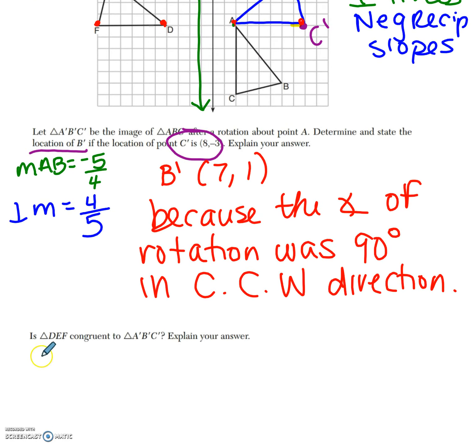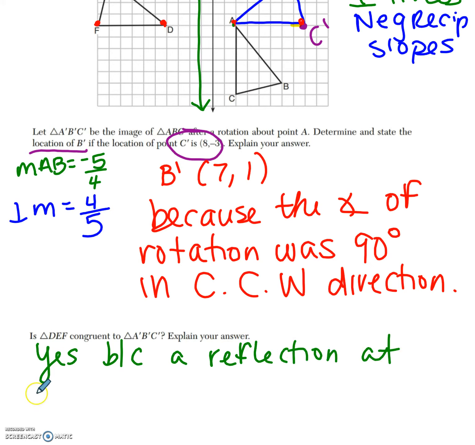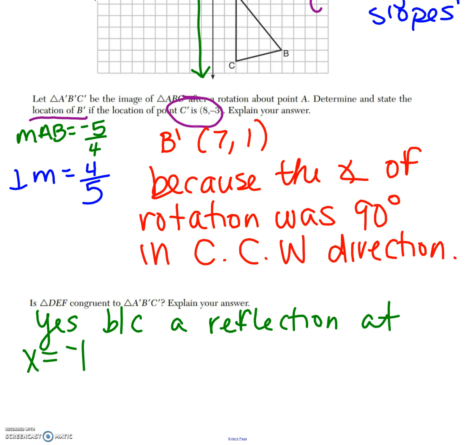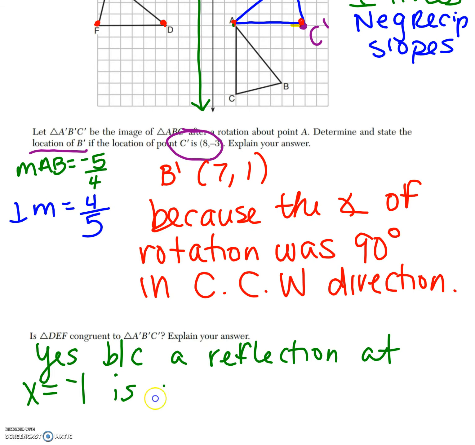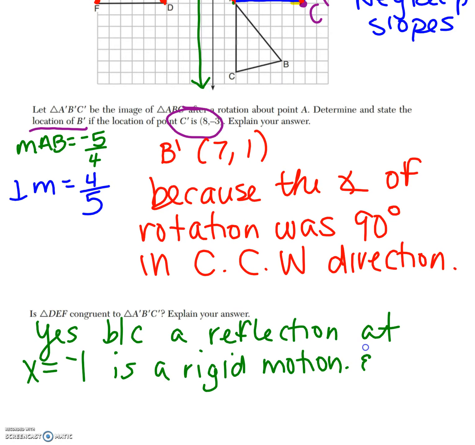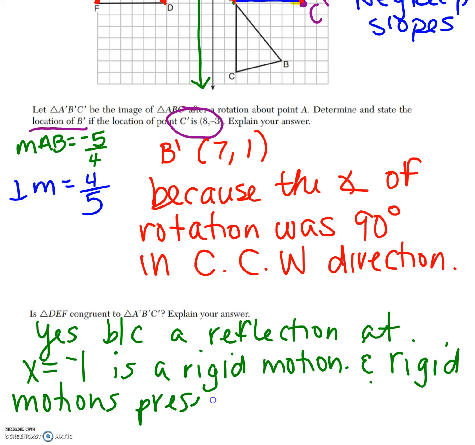So are the two triangles congruent? Yes, because a reflection at x equals -1 is a rigid motion, and rigid motions preserve angle measurement and side length.